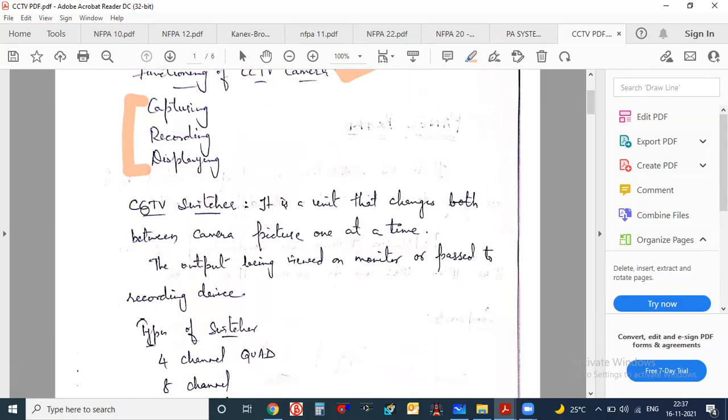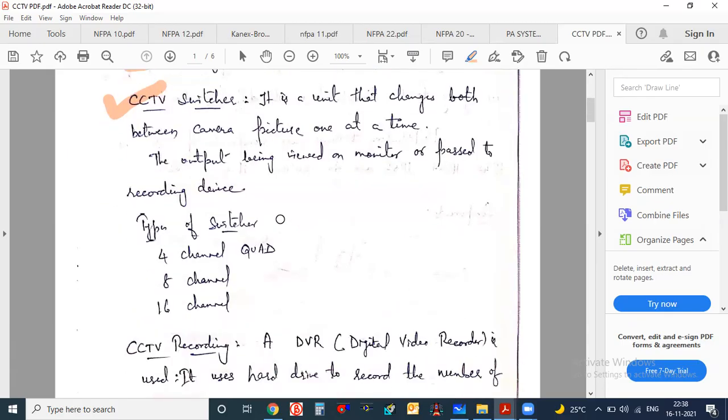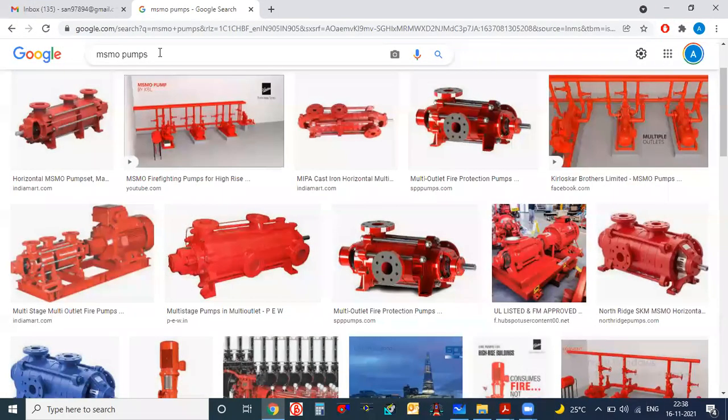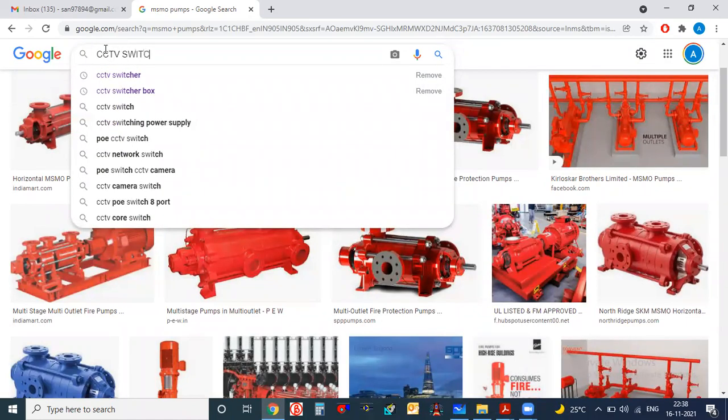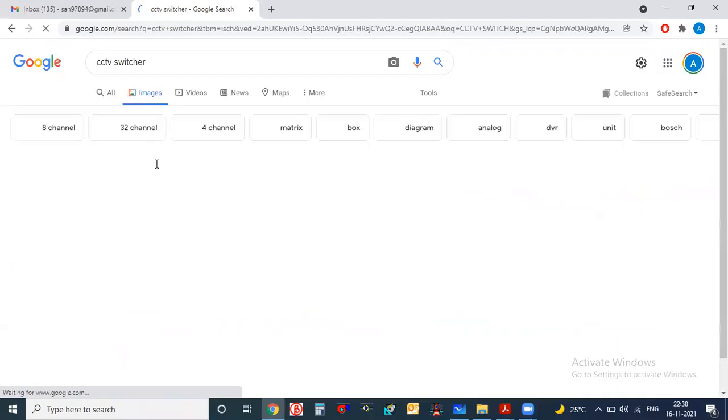And in CCTV, one is the CCTV switcher. It is a unit that changes between camera pictures one at a time, the output being viewed on a monitor or passed to a recording device. So this is one piece of equipment used in CCTV. Types of switcher will always be 4 channel, 8 channel or 16 channel. Let us see what this means.